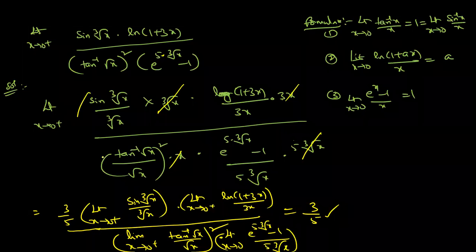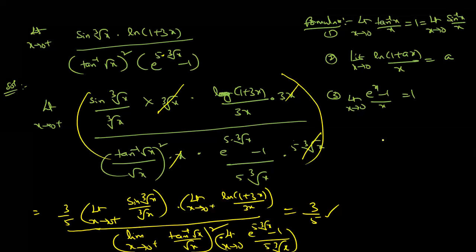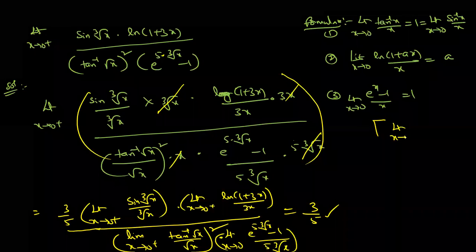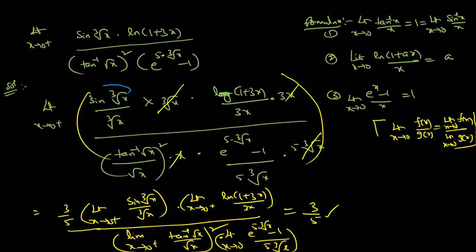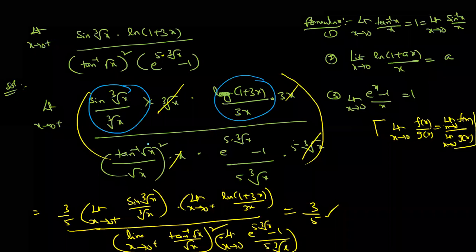This limit is there. See, limit x tends to 0 of f(x) by g(x). How are you writing? Limit x tends to 0 of f(x) by limit x tends to 0 of g(x). You can separate the limits, dear students. So here also, this is the one function, I'm writing C. This is one limit, one function: f(x), g(x), h(x), like that.